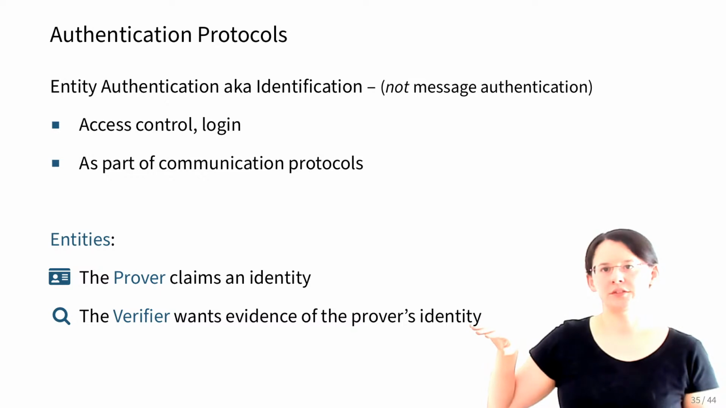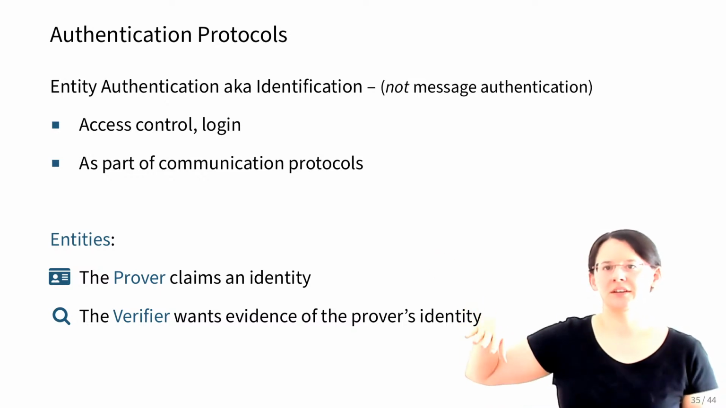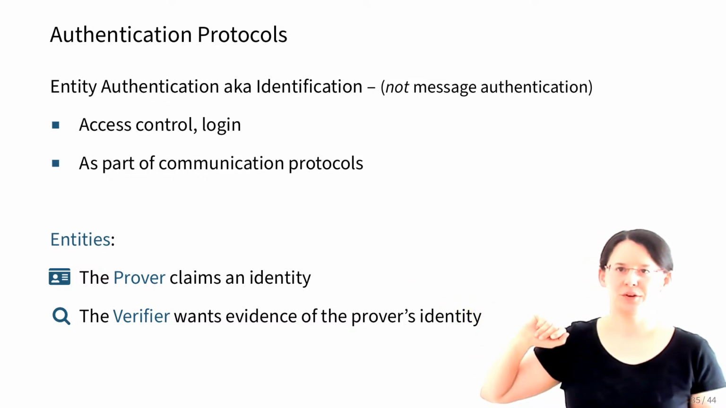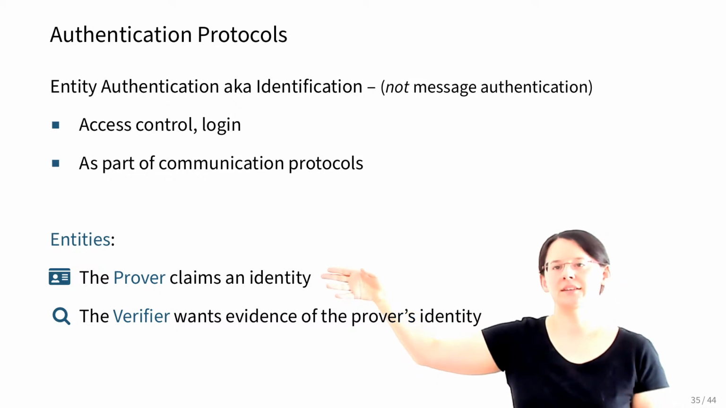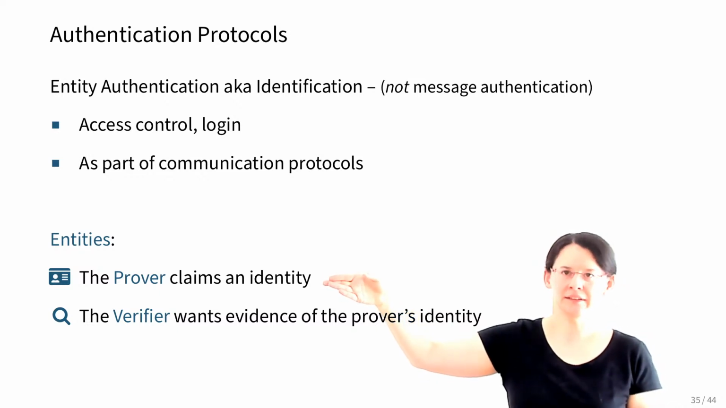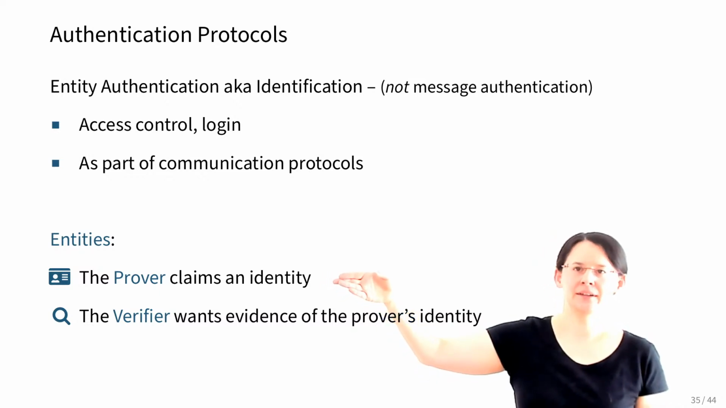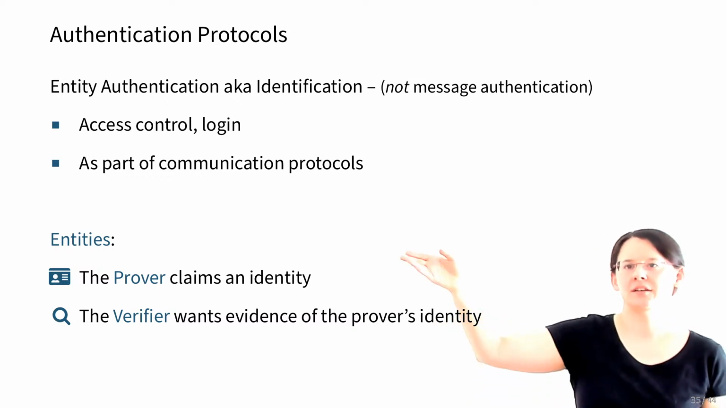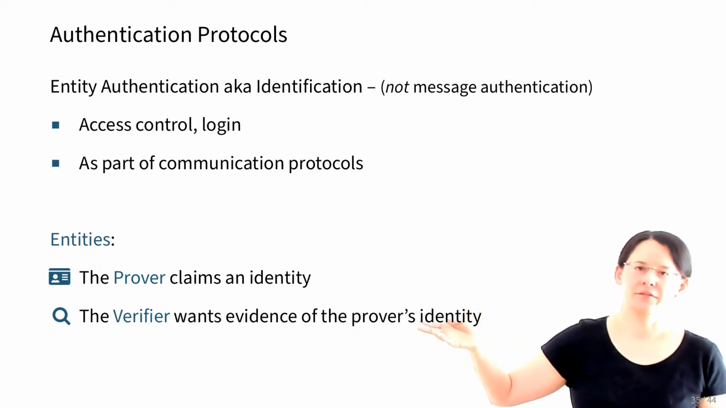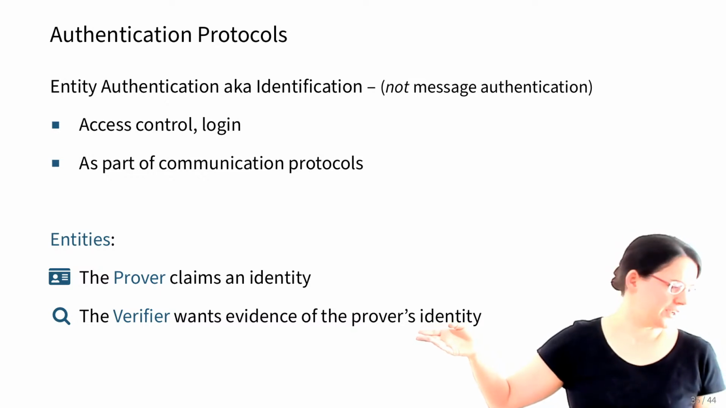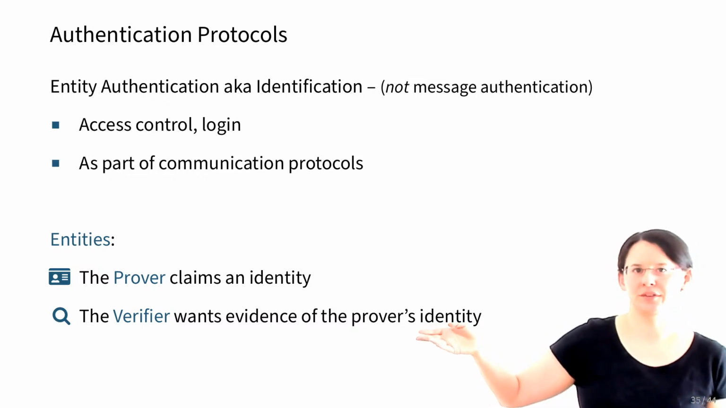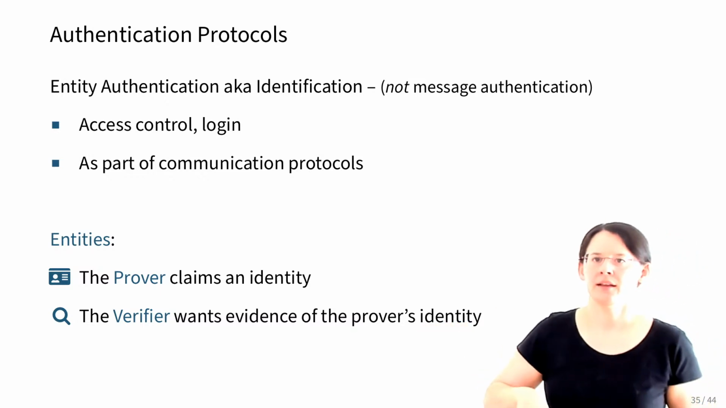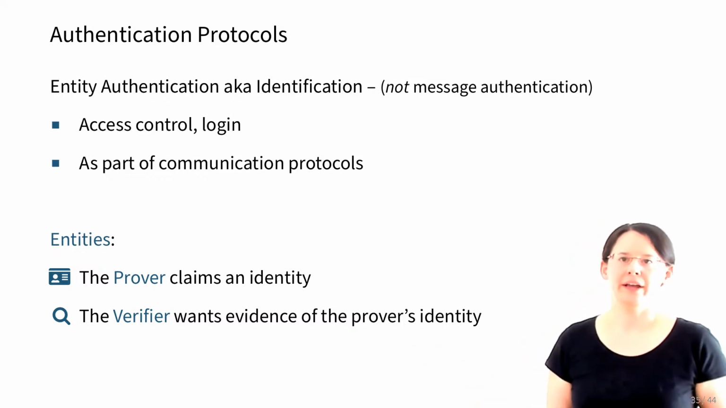So we have two parties involved here. This is the Alice and Bob of communication protocols. The first entity is called a prover, P, sometimes also called Peggy. And then there's a verifier who wants some evidence of the prover's claim. The verifier is sometimes called Victor, which you might remember from the quiz we saw in the beginning. So prover and verifier are the two parties we have.